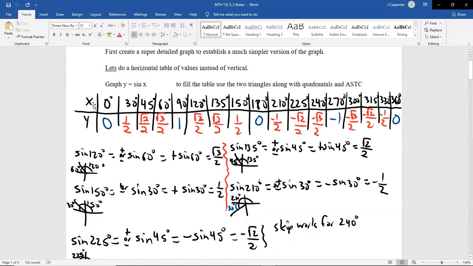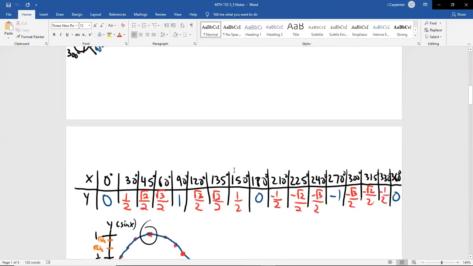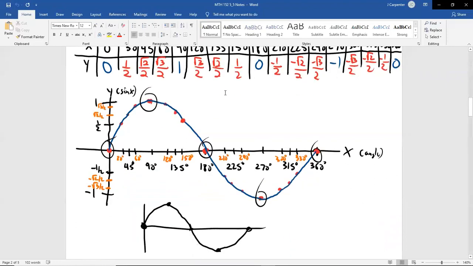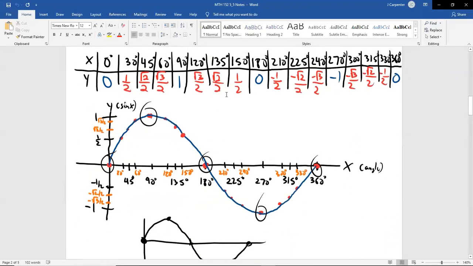So after you get all these points, we noticed that there was a pattern with them. Every 90 degrees, they tend to be going up, then back down, down, then back up. And we got a picture that looked like, so here's the same table of values. We got this picture.